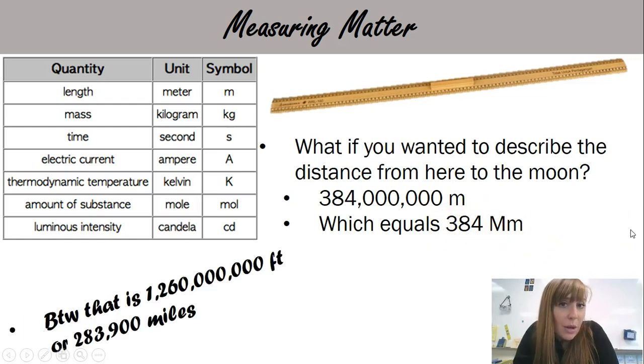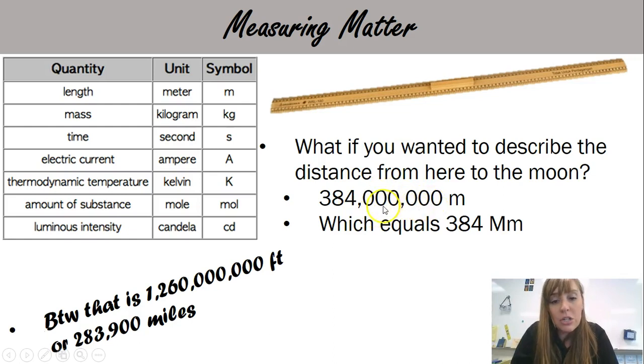In case you were wondering what that was in the English system, that's 1,260,000,000 feet, or 283,900 miles. These numbers are not random, but they look random. There's no consistency between those numbers to make it easy to convert in your head, versus here, where the 3, the 8, and the 4 stay the same.